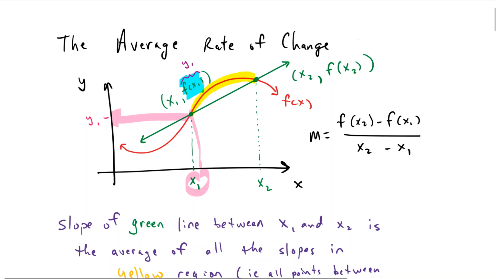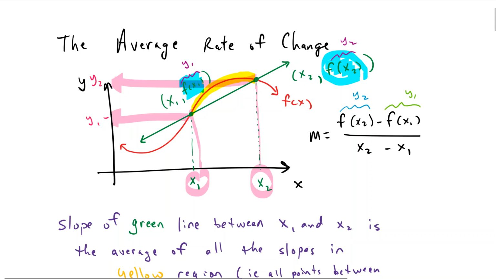Same thing over here with x2. We're going to shoot up x2, we're going to plug it in, and out's going to come y2. So really, f of x2 is just y2. That tells us that this right here is y2, and this right here is y1.